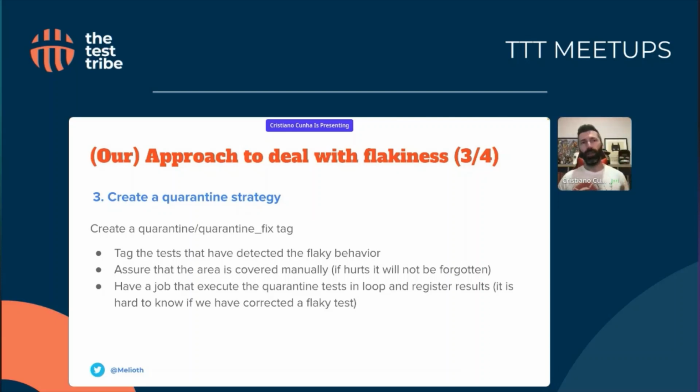And also have a job that will execute the quarantine tests in loop and register the results. Because the thing is, if you think the problem is in the automated check, you do a correction and you see that the next run it will pass, is it really fixed? We're not sure. So we need to run that, I don't know, 100 times, 200 times to make sure that statistically that test will be always green.